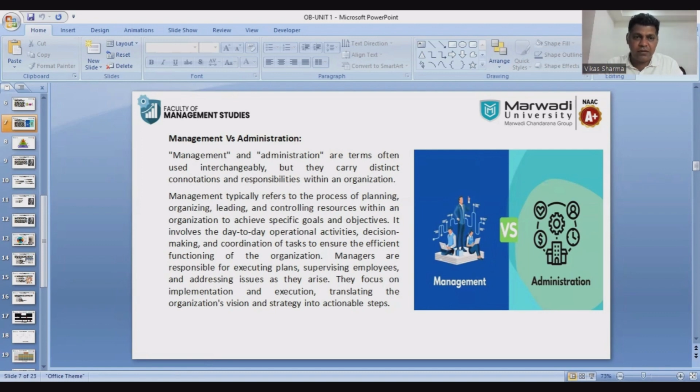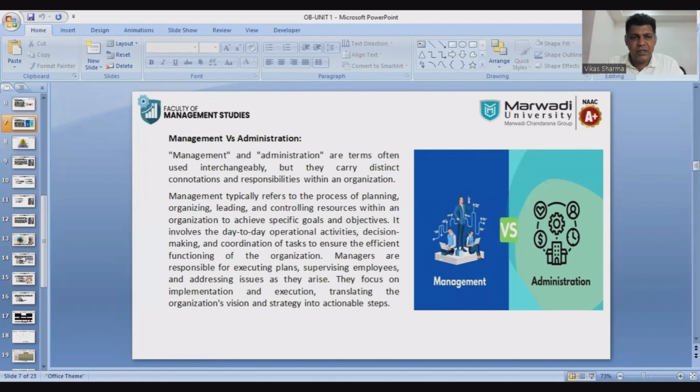But if we talk about administration, administration on the other hand is primarily concerned with the formulation of the policies, right? Setting the objectives, overall governance of an organization. So it involves the strategic aspect of the organization's operations, including the establishment of the framework within which management operates, right? So administration is more prevalent, normally, in the public sector organizations also, non-profit and educational institutes. You talk about focusing on policy implementation, right? So there it is more prevalent.